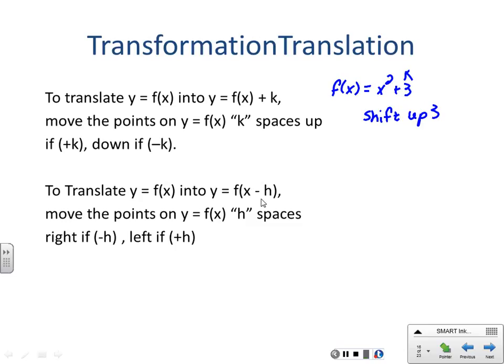Now, for h, if you have something like f of x is equal to x minus 3 quantity squared. This is your h. This means that we're shifting left or right. Got to take the opposite. When you're looking at it, it looks like you're going left, right? But according to the formula, you got to take the opposite of what you see. So this is a shift to the right 3.